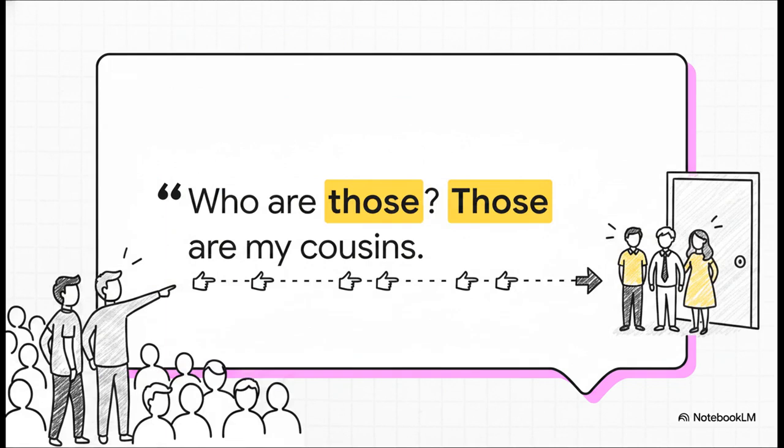Now picture those exact same friends looking across a crowded room. One points to a group of people standing way over by the door. "Who are those?" The second friend looks over and says, "Those are my cousins." Since the group is far away from the speakers and there's more than one person, those is the absolute perfect word to use. You guys do this naturally all the time.